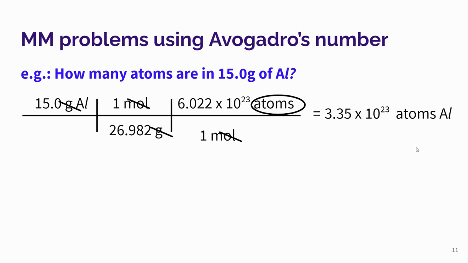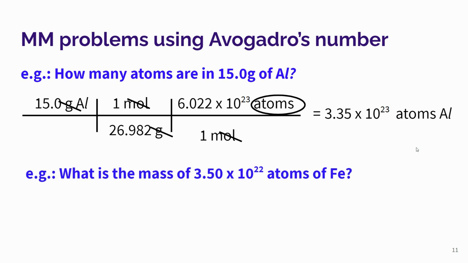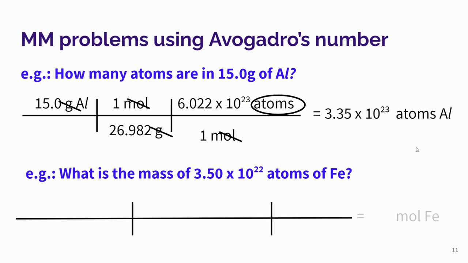Let's take a look at one last example, and I would encourage you to pause and try to solve it yourself. The question is, what is the mass of 3.50 times 10 to the 22 atoms of iron? So in other words, we have this number of atoms of iron, 3.5 times 10 to the 22. How much does that weigh? So as always, we're going to throw down our target, which is not moles, it is iron. That's a typo. We'll have to fix that. That should be grams, rather. 3.5 times 10 to the 22 atoms of iron is what we are given.